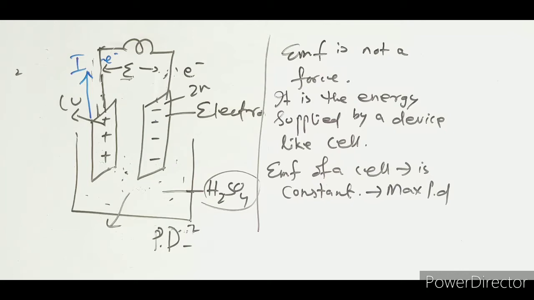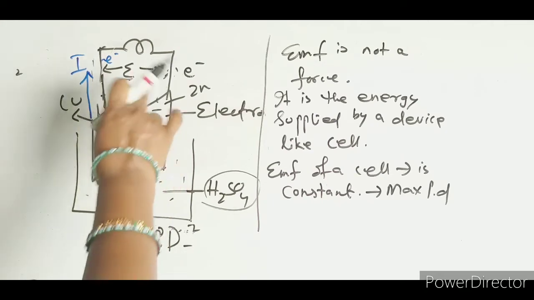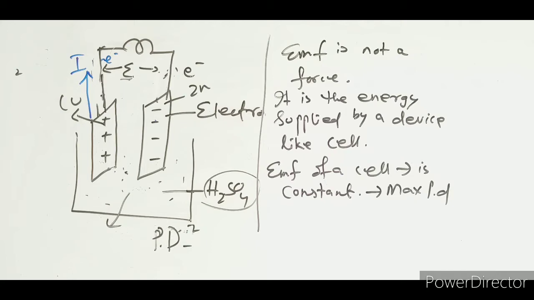Okay. So what else can we discuss in this case? One thing to remember: EMF is considered when no current is drawn from the circuit. But another important point is that whenever current is drawn in the circuit, then the EMF decreases. That one we will discuss now.